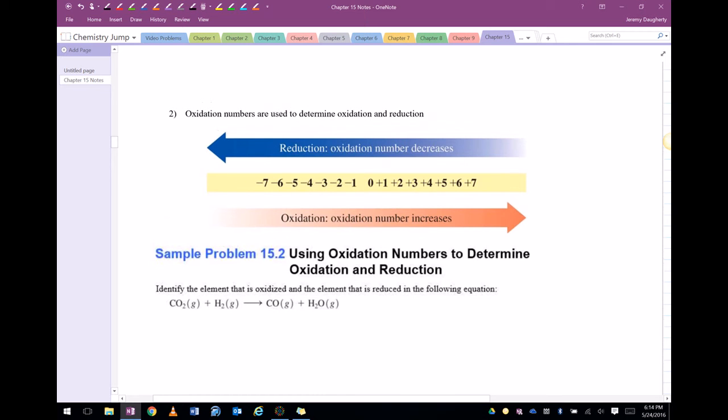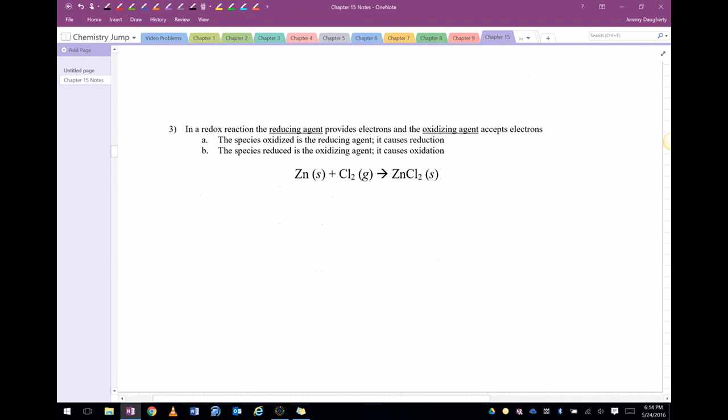So oxidation numbers, we use them to determine oxidation and reduction. We've sort of already seen that, and we'll talk about this more. But let's talk about this idea of reducing agent and oxidizing agent. So here, zinc is an element, 0 oxidation state. Chlorine is an element, 0 oxidation state. On this side, chloride is -1. Zinc has to be +2 because this has to add up to 0. So if I have -1 here and I've got 2 of them, that's -2, so this has to be +2.